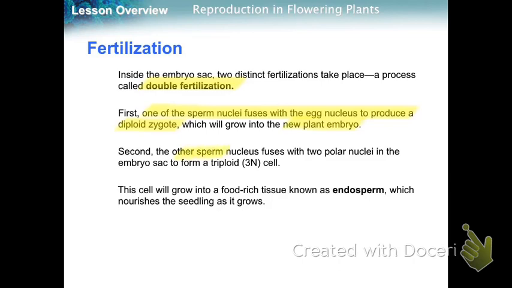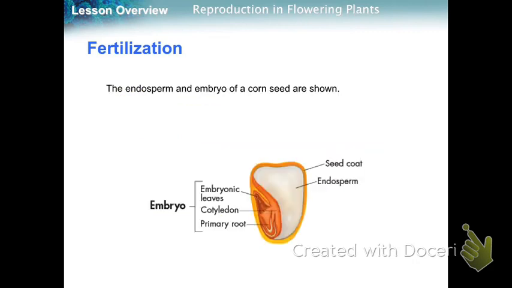The other sperm fuses with 2 polar nuclei in the embryo sac to form a triploid cell. This cell will form what's called endosperm, which is the food for the plant embryo. So inside a seed, you have a plant embryo and you have food for the plant embryo, the food-rich tissue known as endosperm. And again, it's triploid.